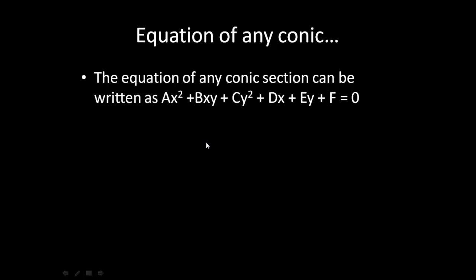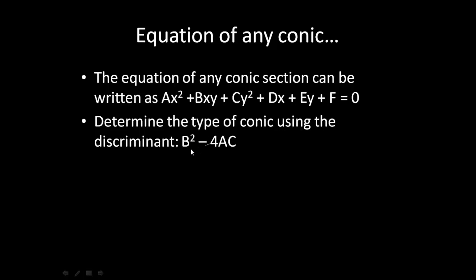We need to look at the discriminant, which is the same formula as in our quadratic formula. So it's b squared minus 4ac. What you have to realize though is that the b comes from your xy term, the a comes from your x squared term, and the c comes from your y squared term. So essentially D, E, and F play no role in determining what type of conic section it is.